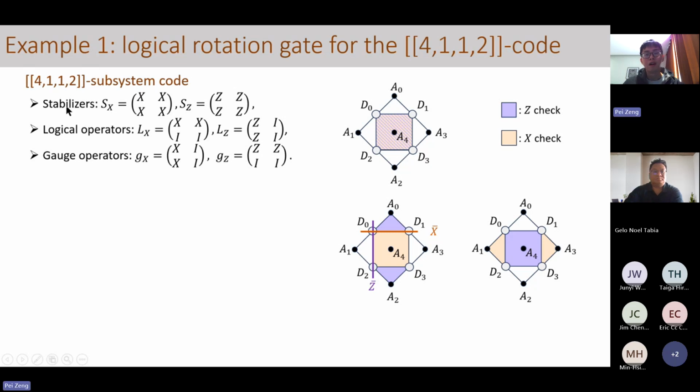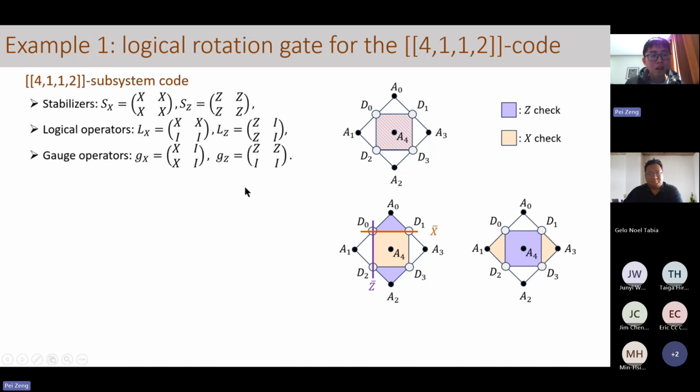I don't know whether I need to waste time here, but I think so. If you are familiar with the Bacon-Shor code, this is the smallest error detection version of the Bacon-Shor code. Okay, now let's move on.